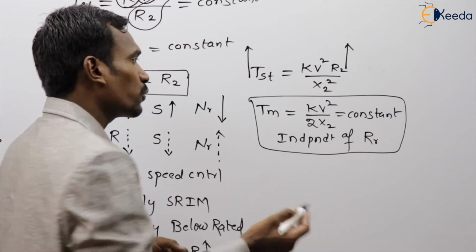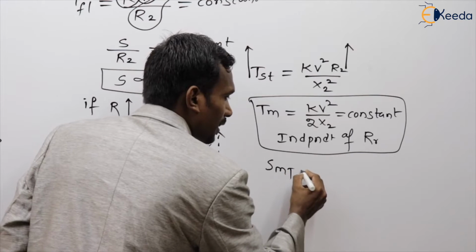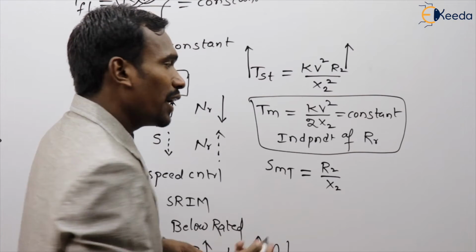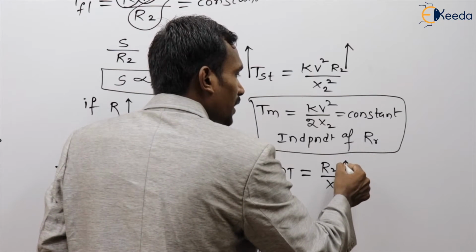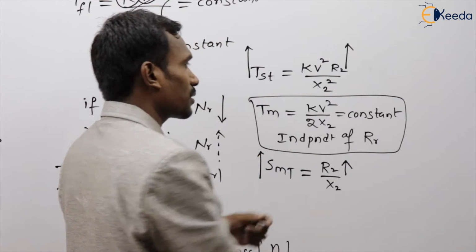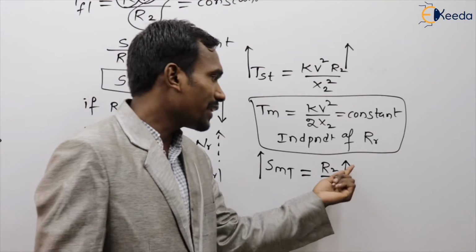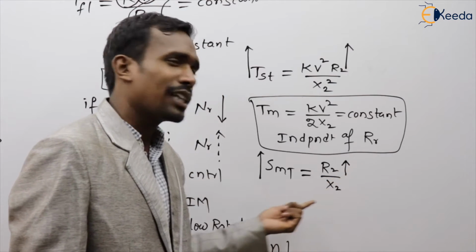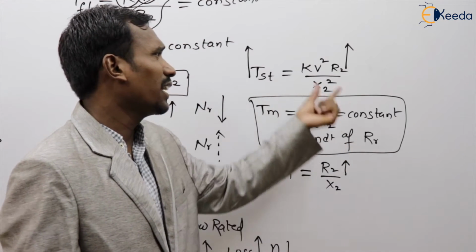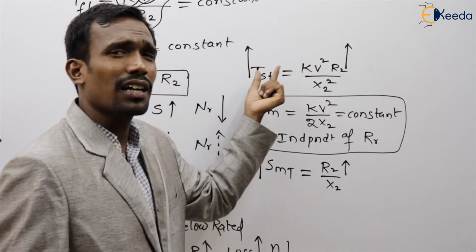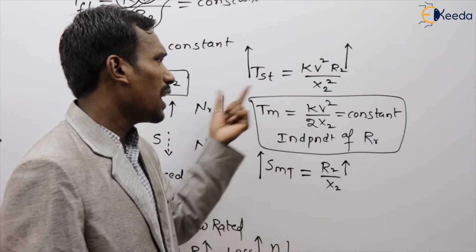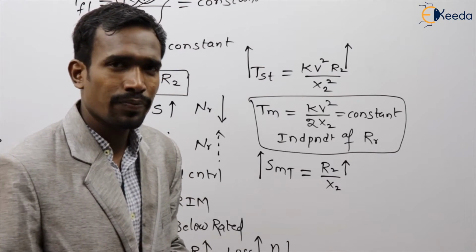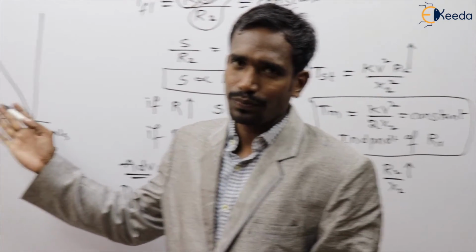Okay? And next one, what about slip at maximum torque? Slip at maximum torque is equal to R2 by X2. If rotor resistance increases, the slip at maximum torque also increases. If rotor resistance reduces, slip at maximum torque also reduces. Like that, if rotor resistance reduces, the starting torque also reduces. We have three parameters: one is the starting torque, one is the maximum torque, another one is the slip at maximum torque.